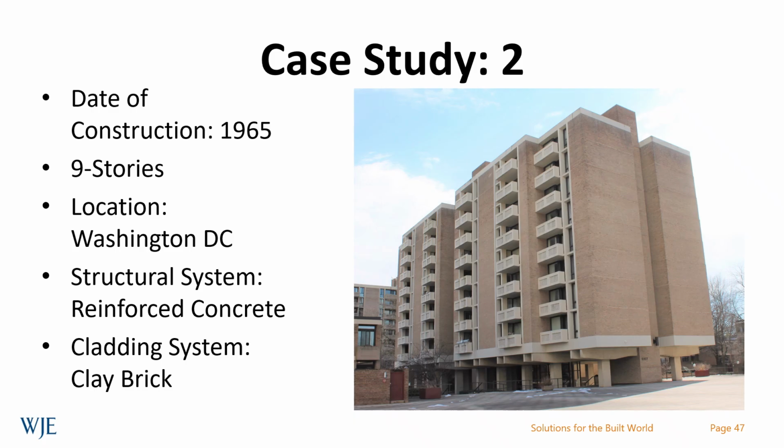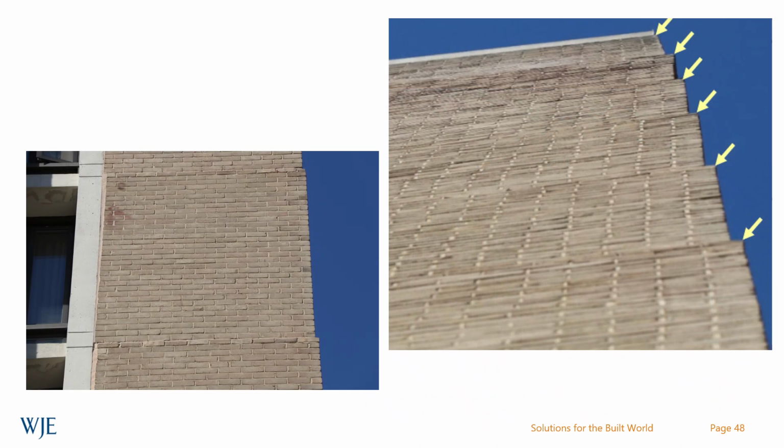The next case study is a building constructed in 1965, 9 stories tall, located in Washington, D.C., also with a reinforced concrete structural frame and clad with clay brick masonry. The structure here was also a reinforced concrete frame with significant cantilevers, and you can see what happened shortly after construction, where this ziggurat configuration resulted from the formwork for the concrete pours and the cantilevers being pulled too early, and the cantilevers themselves relaxed and the brick went along for the ride, resulting in this ziggurat type configuration.